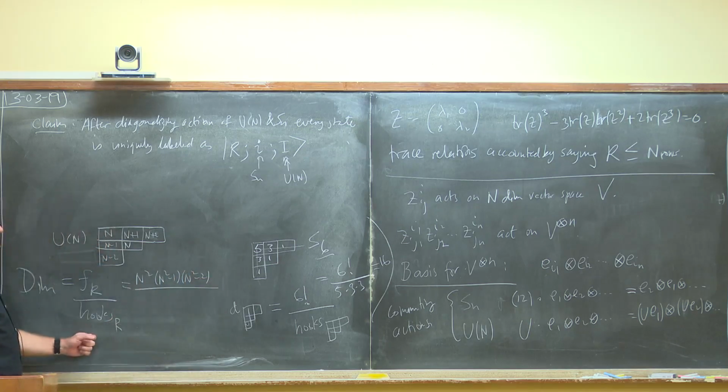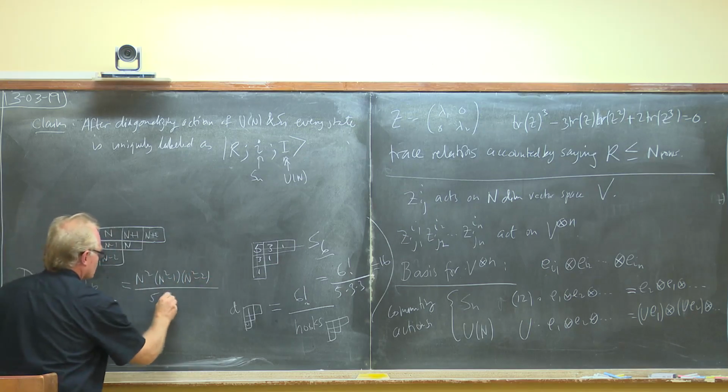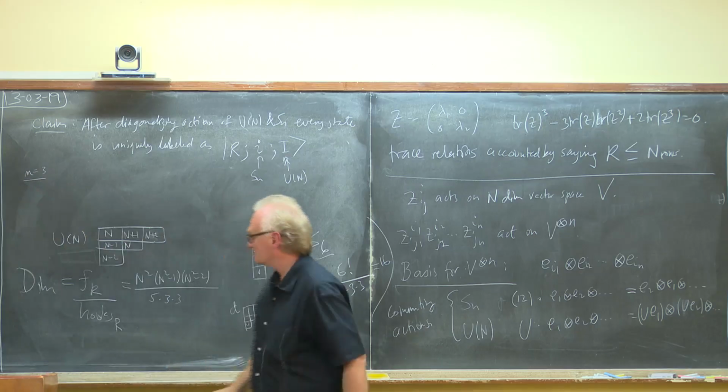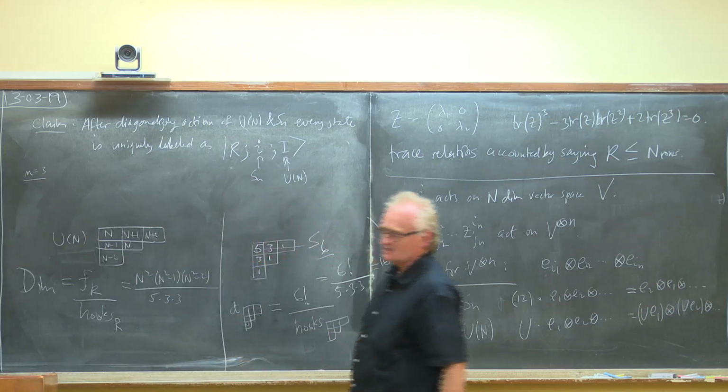Over the product of the hooks. So these are the 2 dimensions that we're going to be using. Okay? Now let's look at n is equal to 3. And this is a formula for UN and not SUN. Is there a difference between UN and SUN?